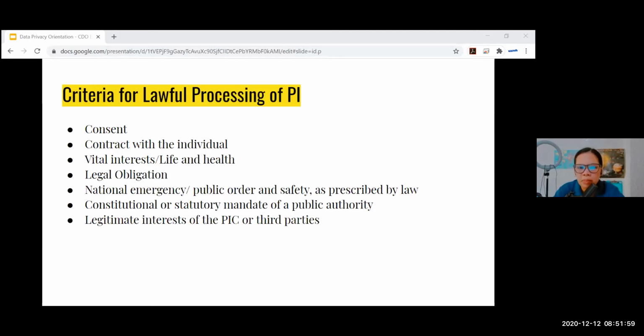I just got a pop-up that my internet is not stable. But let's talk about emergency.